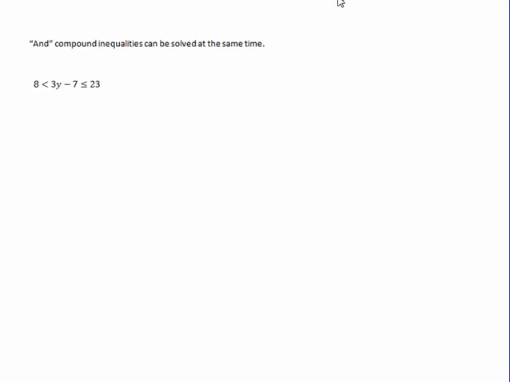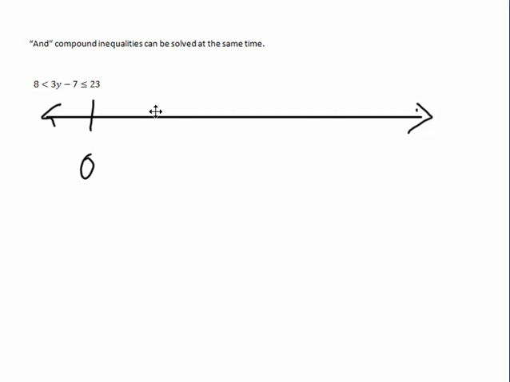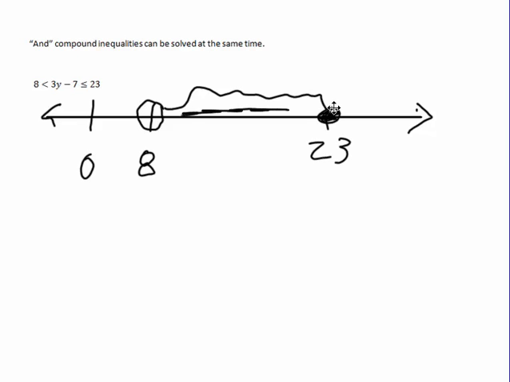So let's take a look at that on a number line real quick. Let's just see where 3y minus 7 would be on a number line. So we get our number line here that goes all the way in both directions. And here's 0. And here's 8. And over here we have 23. So somewhere between 8, not including 8, and 23, but we're going to include 23. So all of this in here is where 3y minus 7 would be. But that doesn't necessarily tell me about y, right?